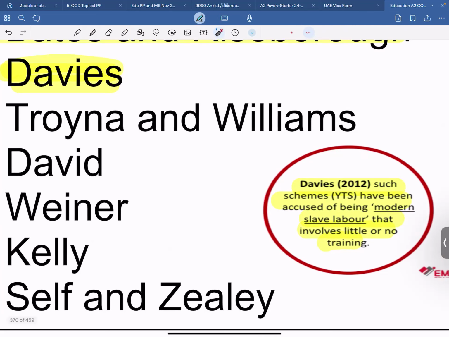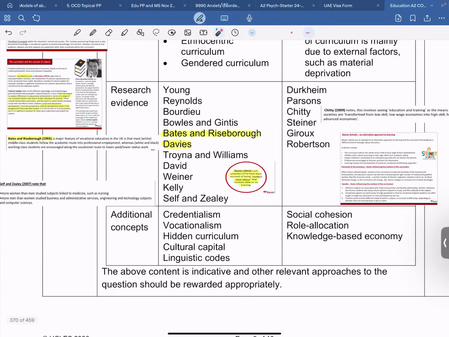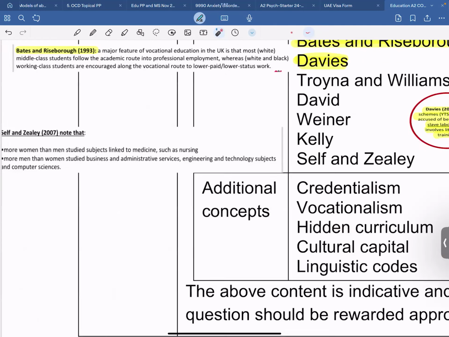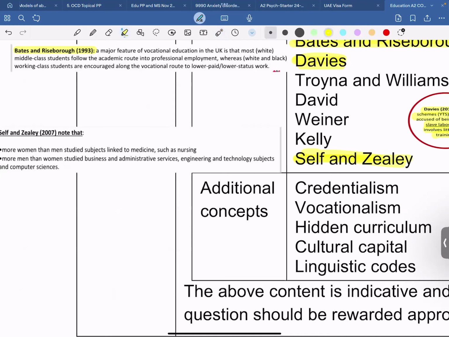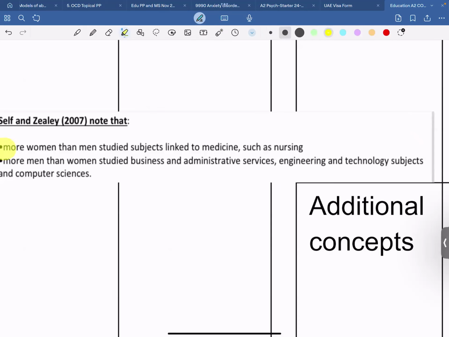So taking this ahead, you could write down about Self and Zeely. Self and Zeely is over here as well. I'm using the same marking scheme. I'm just trying to show you how you could put different things into use. And remember, it's not only about you knowing these references. I mean, there are an enormous amount of references. You cannot be learning all of them.